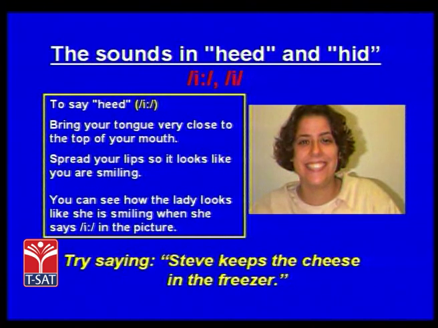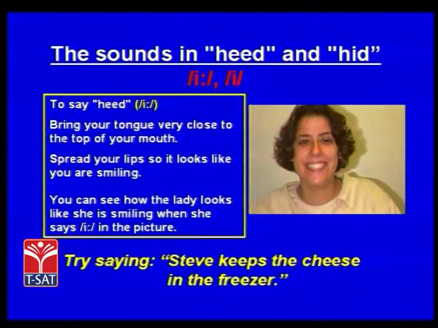Look at this distinction between the long E and the short E. Just bring your tongue very close to the top of your mouth. Spread your lips, and it looks as if you're smiling. And there you go. You get these sounds right. Steve keeps the cheese in the freezer. Steve obviously has the long E, keeps, again the long E, cheese, again the long one, and freezer, again the long sound.